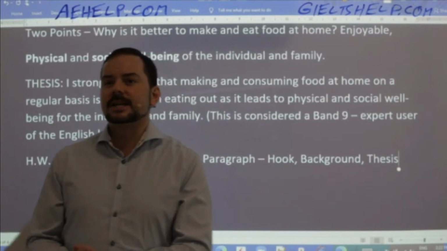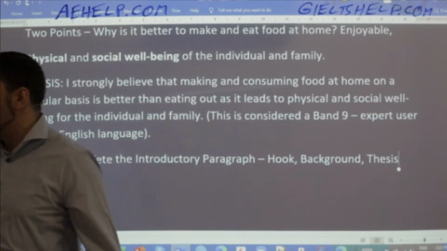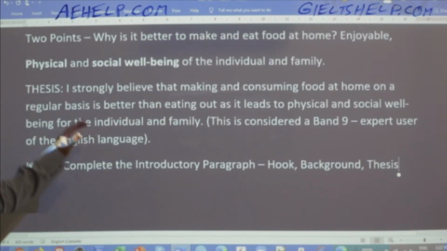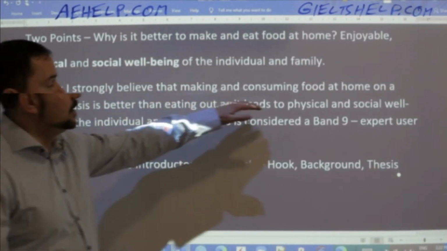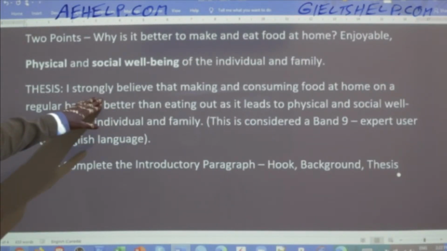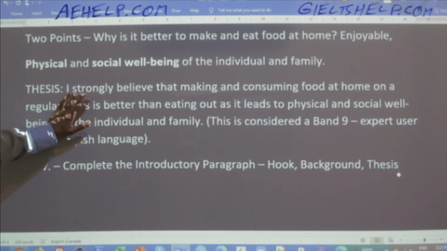So Janelle says, you include strongly. Very good, Janelle. So that's a good question. So I strongly believe that making and consuming food. Yeah, I get what you're saying, Janelle, because strongly is more reserved for the conclusion. We could argue about that.